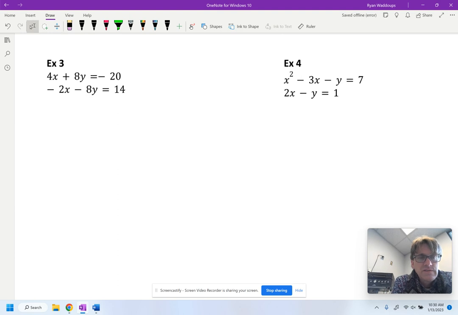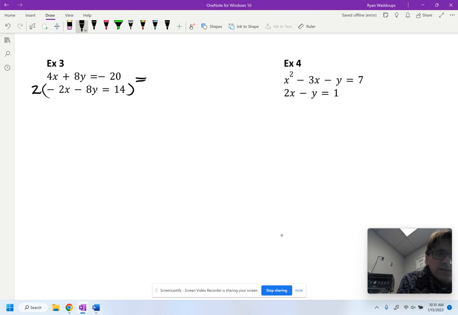Now, this one is kind of a good candidate for elimination. I look at 4x and negative 2x, and I say if I were to just multiply this equation by 2, then this becomes negative 4x, and that would eliminate the positive 4x. So I'm going to do that. I'm going to take all of this equation and multiply it by 2. And I'll then write all of this out here to the side.